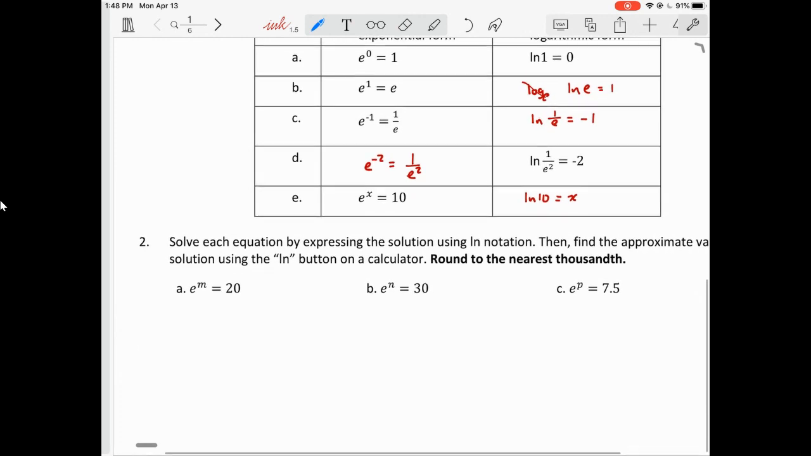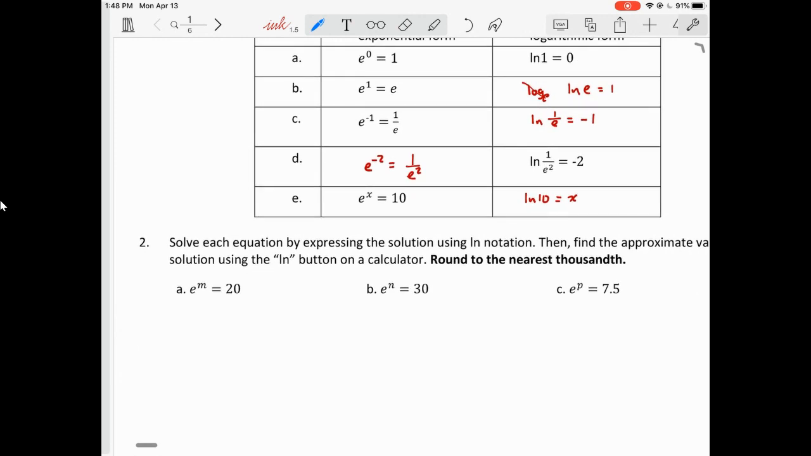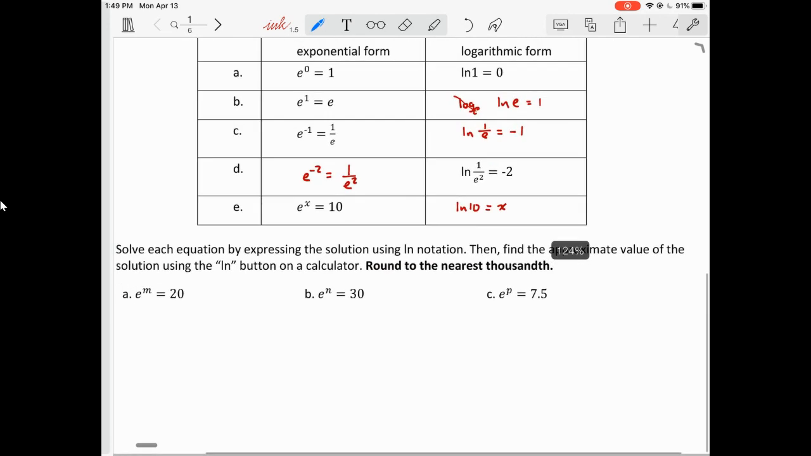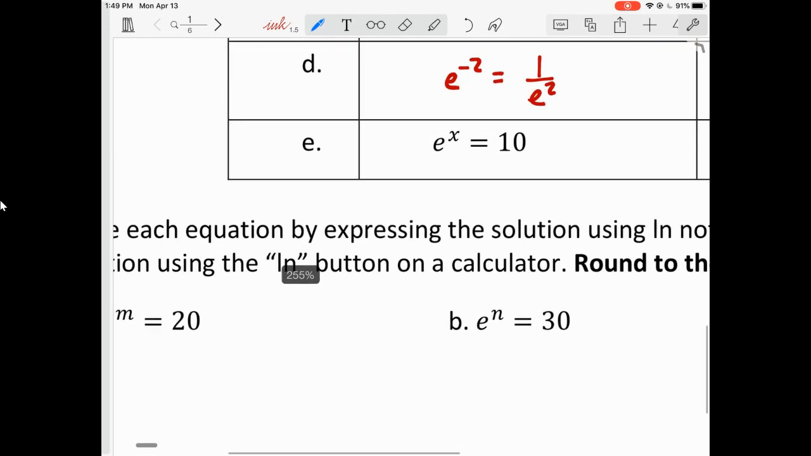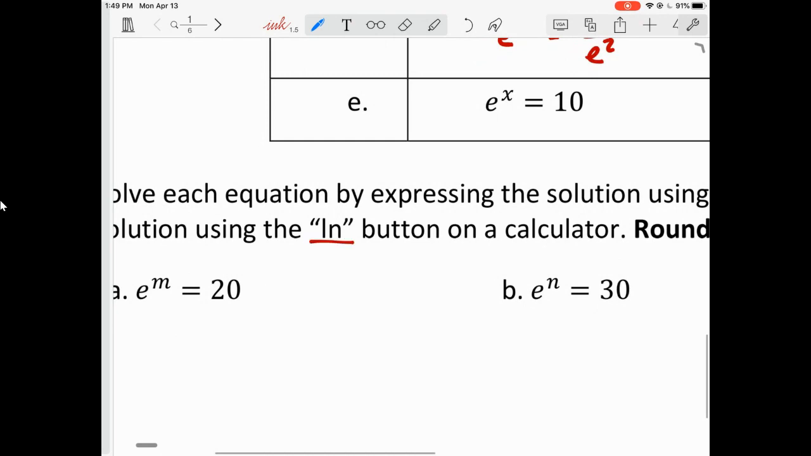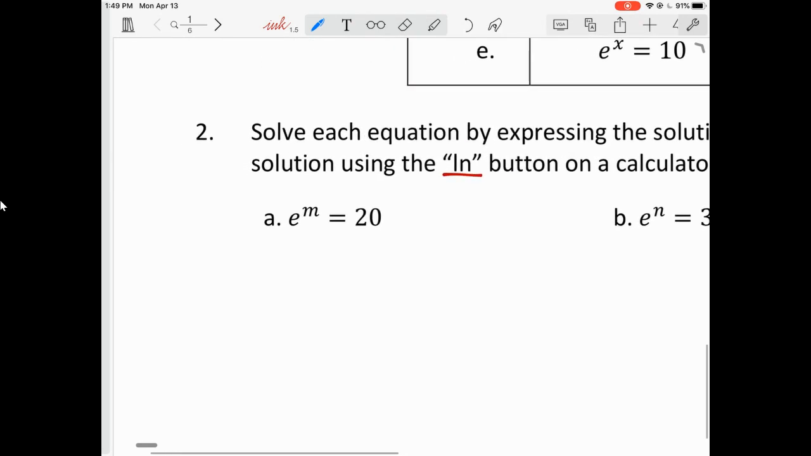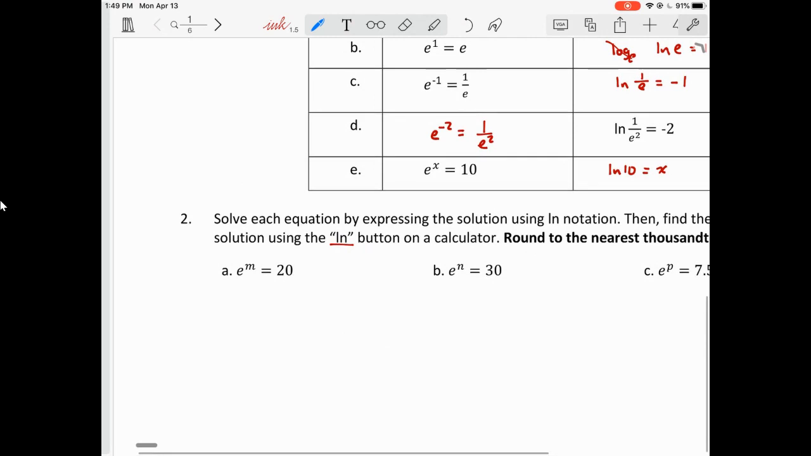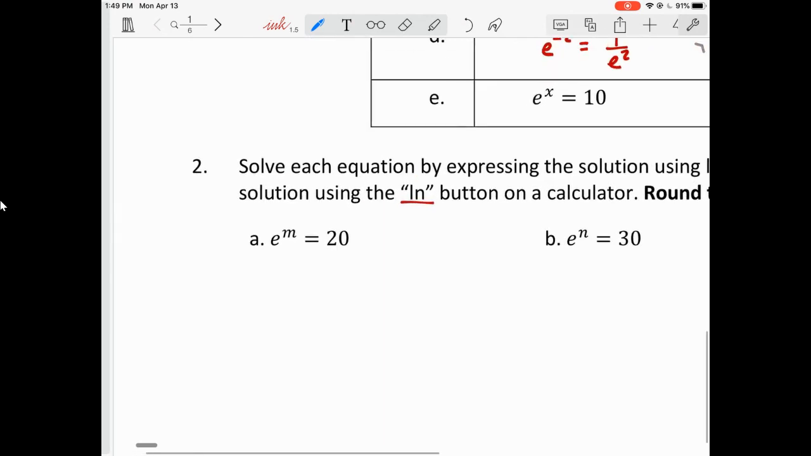All right, the primary purpose of logarithms is to help us solve exponential equations. So we want to solve each of these by expressing the solution using natural log notation. Then we'll find the approximate value of the solution using the natural log button on a calculator. Then we'll round our answer to the nearest 1,000. So 3 decimal places.